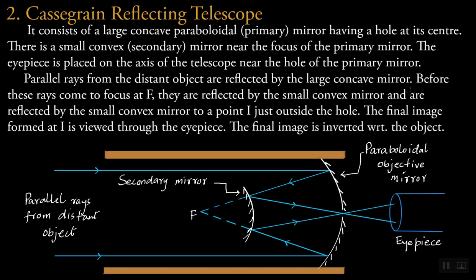So before these rays come to focus at point F, they are reflected by the small convex mirror to a point I just outside the hole. The final image formed at I is viewed through the eyepiece. The final image is inverted with respect to the object.